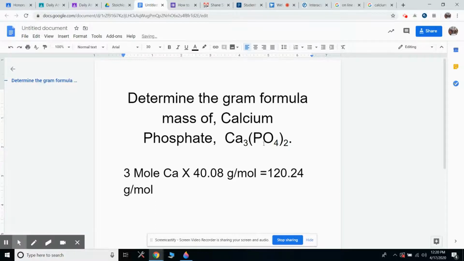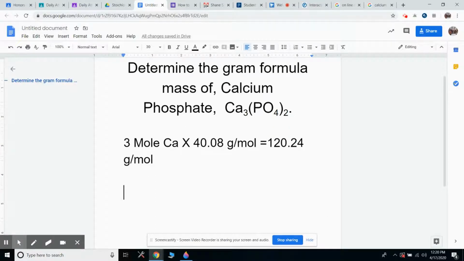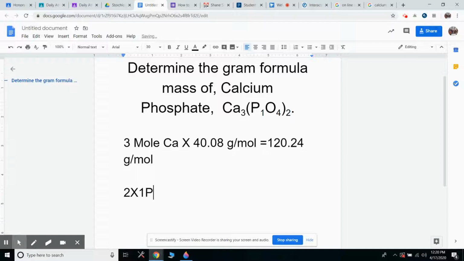And now I'm going to look at the PO4. The way that it's written tells me that there are two of these things in the middle of the parentheses. There's 2 phosphorus, and because there'd be a subscript 1 written here, it's assumed. So 2 times 1 is 2. And there are also, in 2 PO4s, 8 oxygens. 2 times 4 is 8. Okay, so I'm going to write that down. There's 2 times 1 phosphorus. I'm going to put this in parentheses.